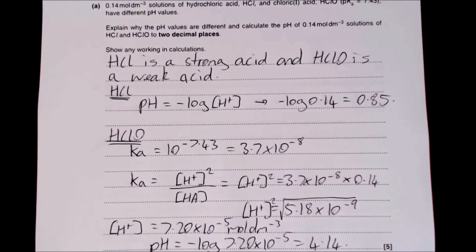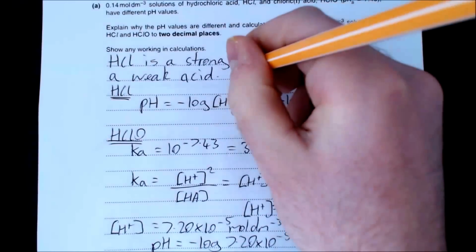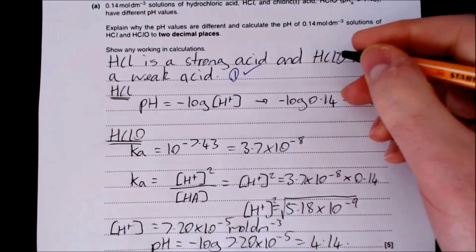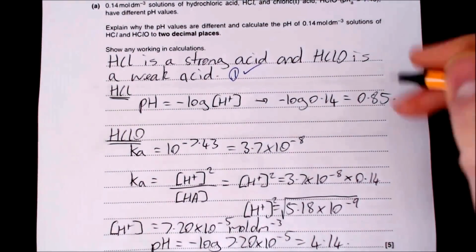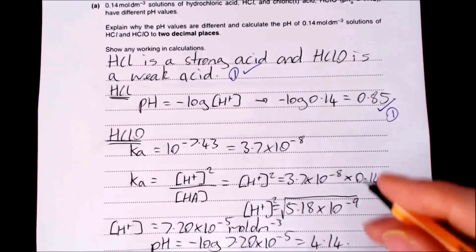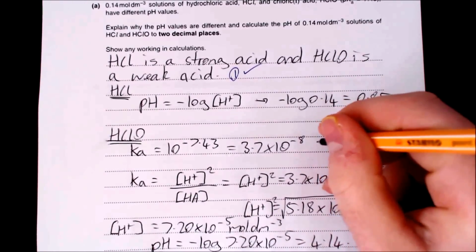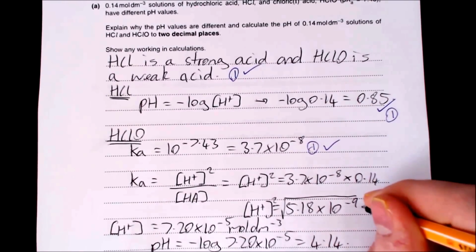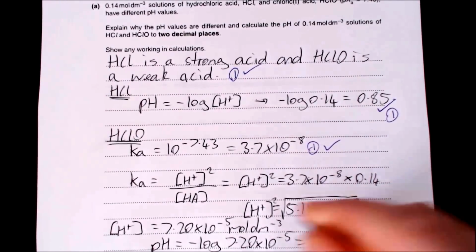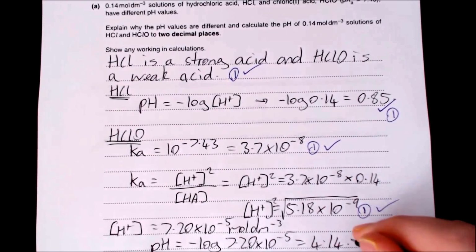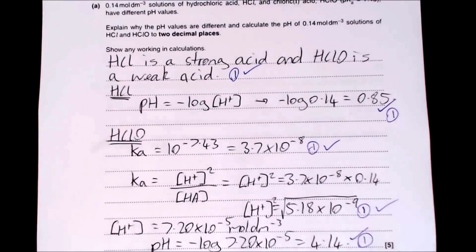So 5 marks, a decent number of marks. Let's see whether we get the marks. You get 1 mark for saying that HCl is a strong acid and HClO is a weak acid. You get 1 for working out the pH of HCl. You get 1 for working out the Ka value. You get 1 for showing the working for your square root to work out H plus, and obviously 1 for the answer as well. So there's your 5 marks.